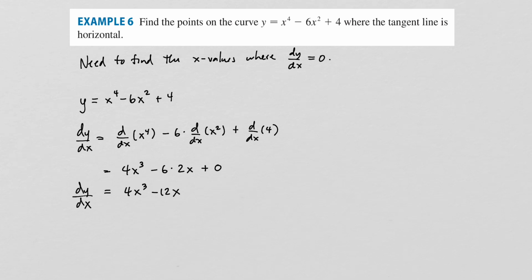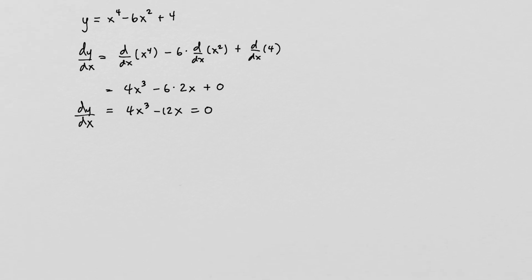Now to find the points where the tangent line is horizontal, we need to take this derivative and set it equal to 0. Since the derivative represents the slope of the tangent line, solving this equation for x will tell us where the tangent line is horizontal. So to solve this equation, first I'm just going to factor out a 4x, and when I do that I get x squared minus 3 left over, and then I'll take 4x and set it equal to 0. Dividing by 4 gives us x equals 0.